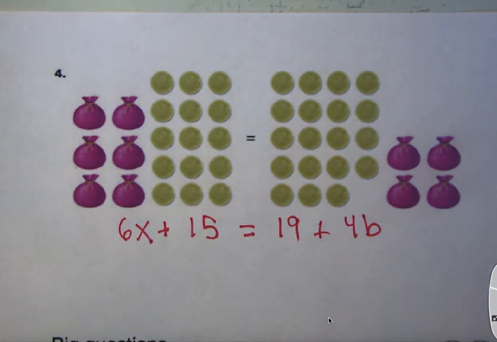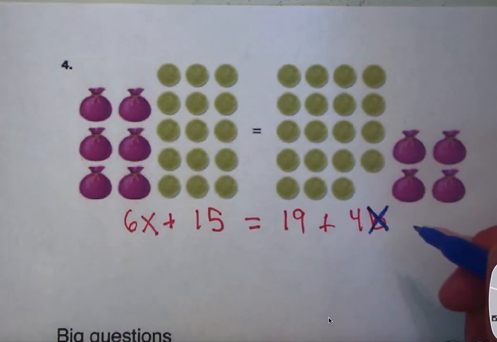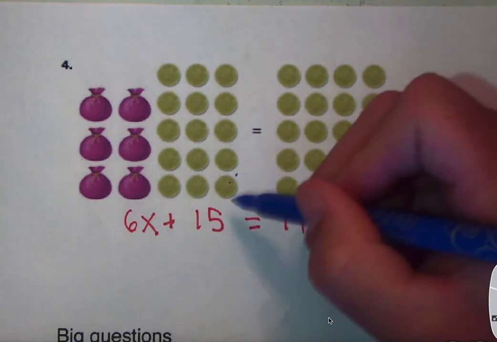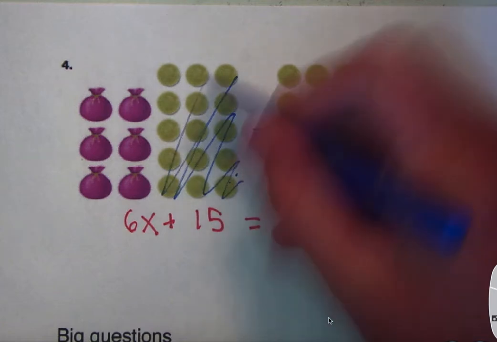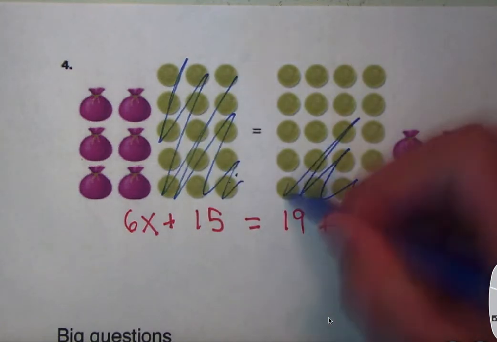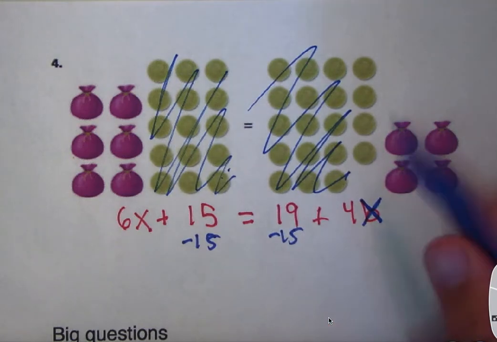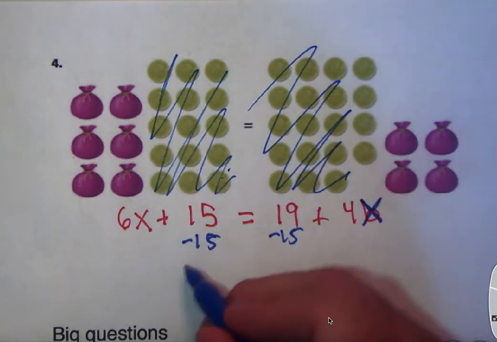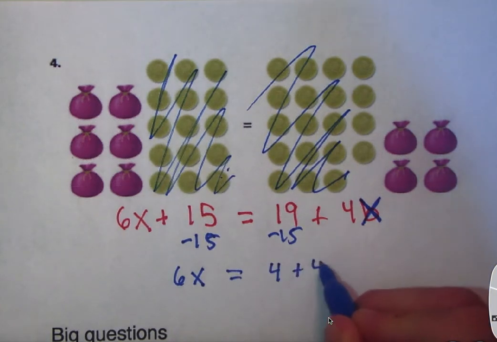Right? Okay. We can still solve it if we want to think about them like bags and coins. Oops, what that is B. Or we can just think of coins. How can we solve this with coins and bags? Well, if there's 15 coins here, we can get rid of the 15 from this side, and that's like taking away 15 from both sides. Right? Coins take away from coins. So we get 6x equals 4 plus 4x.